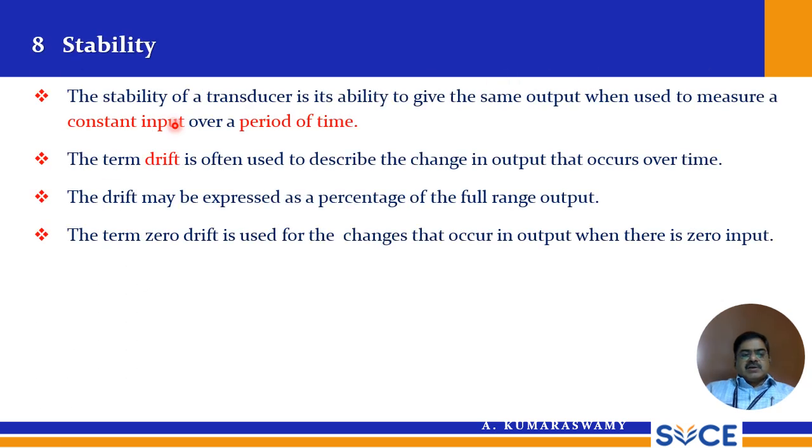Stability. The stability of a transducer is its ability to give the same output when used to measure a constant input over a period of time. This term is very important: over a period of time for constant input. For example, measuring flow rate for a period of time, that is stability. If there is no stability in the measurement, then it is having drift. The antonym for stability is drift.